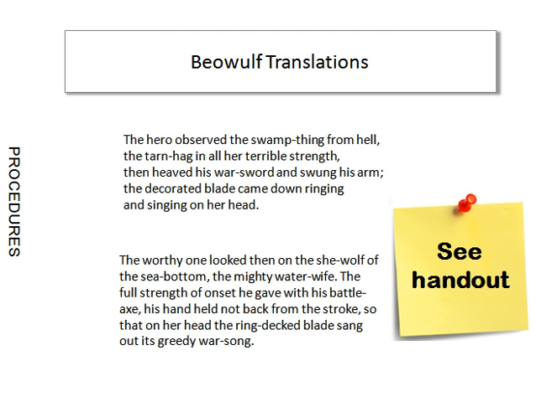Listen to the H sound in hero, tarn hag, heaved, and head in the first passage. Similarly, you hear the W, worthy she-wolf of the sea bottom, water wife, and war song in the second passage. Students will notice that very few of the little words are the same. Ask them if the tone is consistent across the passages.